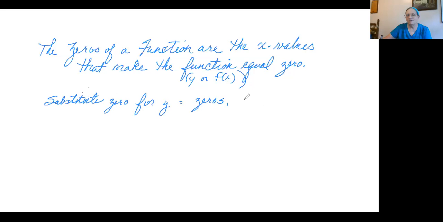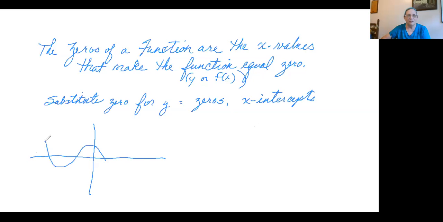What's the other thing? X-intercepts, right? The only difference between the zeros and the x-intercepts is in the presentation.